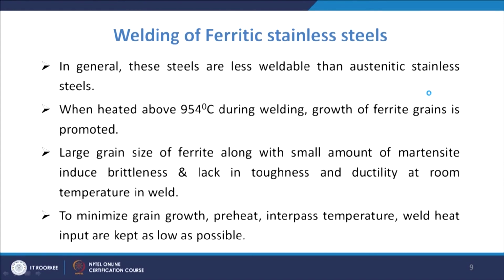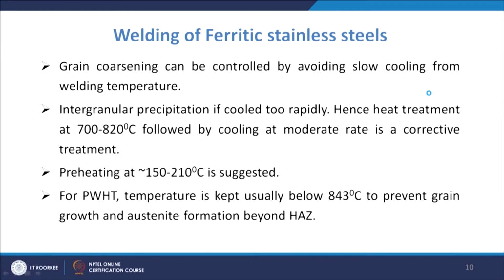For minimizing this grain growth, we keep the preheat and the interpass temperature as low as possible. Grain coarsening can be controlled by avoiding slow cooling from the welding temperature. If you do the cooling too rapidly, there may be intergranular precipitation. So, for heat treatment from 700 to 820 degrees C, you must go for moderate cooling to avoid that intergranular precipitation.